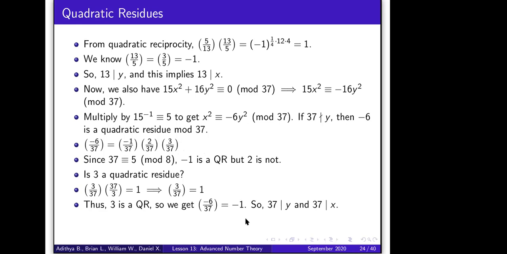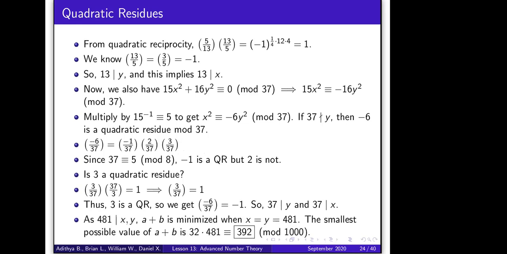So we have the same thing as before. 37 has to divide x and y. So altogether, 481 has to divide both x and y.